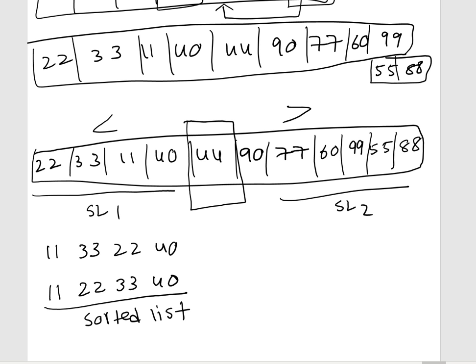Now similarly do here as well. Now consider 90 as a pivot value, and you check from the right side. So 88 should be swapped. So what we will do? 88, 77, 60, 88, 99, 77, 55 and 60, 90, 99.